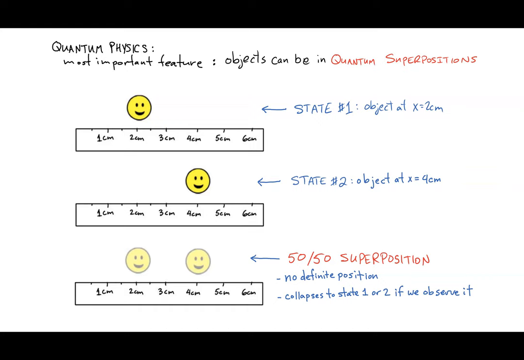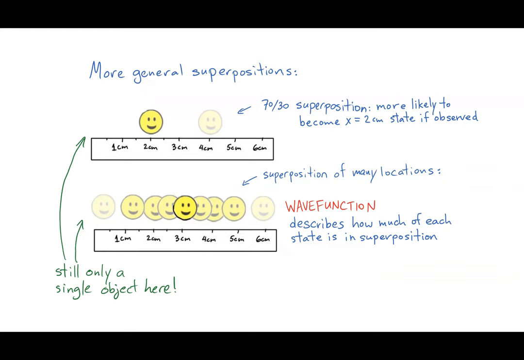And then if you go in and interact with it and observe it, then it will be here or it will be here. And the fact that it's a 50-50 superposition would mean that there's a 50-50 chance that it'll be this or this after you observe it. So there are more general superpositions. You could also have the same two possibilities, but with a 70%, 30% superposition. So that would be another valid quantum state of this happy face.